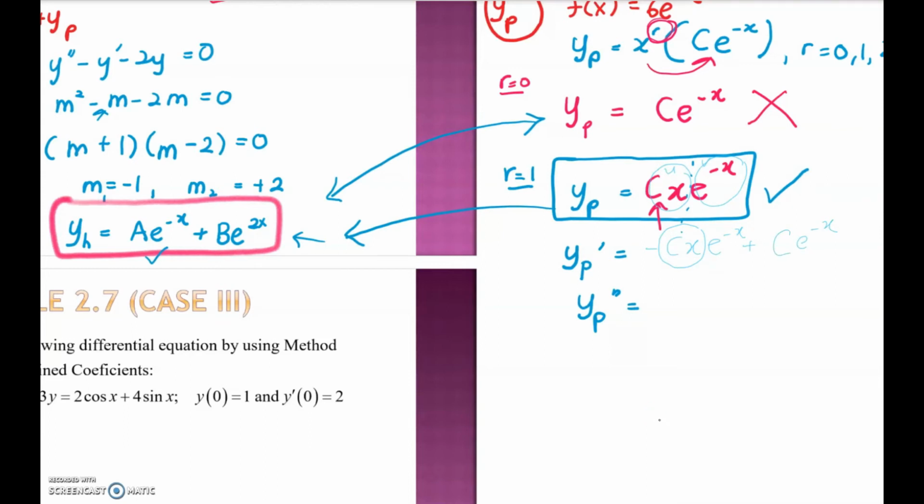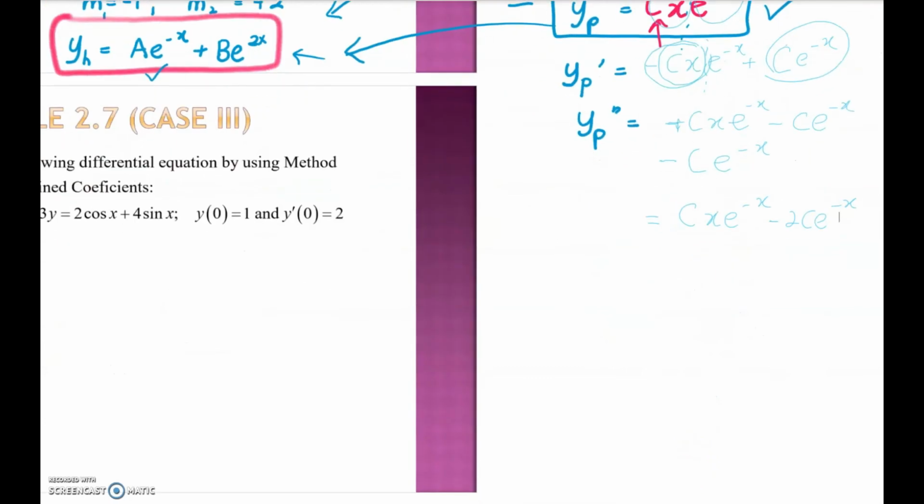Okay, then we continue again here. We have to remain Cx, differentiate E negative X will give us negative E negative X, so this one becomes positive. Okay, and then plus E negative X, differentiate negative Cx, we will get negative C. So we have negative C, and then differentiate again this one, so we have negative C E negative X. So let's try to simplify this one. So I have Cx E negative X, and then we have negative 2C E negative X.